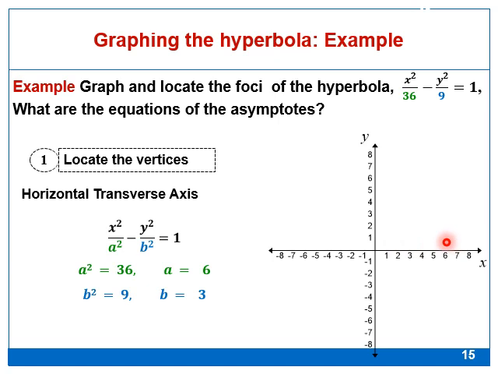Having a horizontal transverse axis, the 2 vertices will lie on the horizontal line. Their coordinates will be minus a and 0 and a and 0. So they will be 6 and 0 and negative 6 and 0. This is the first step in our graphing process.